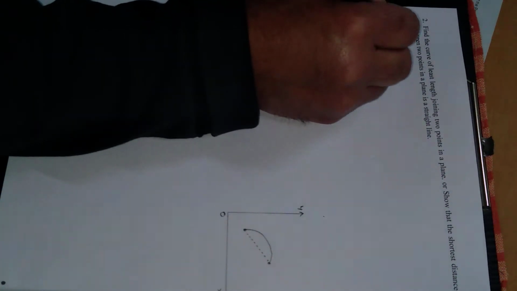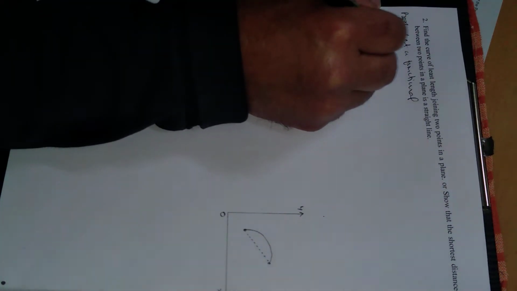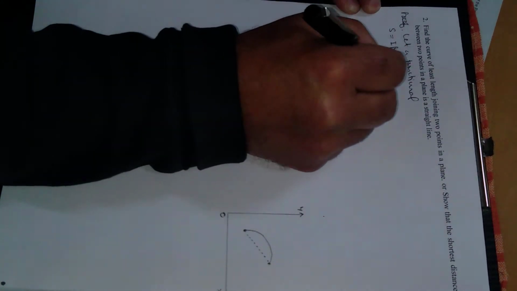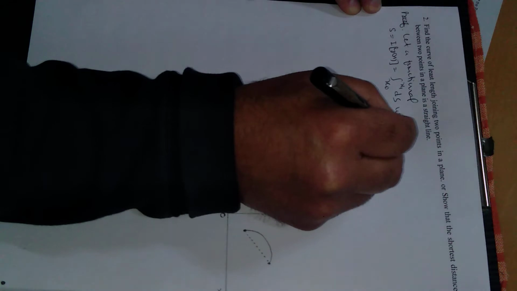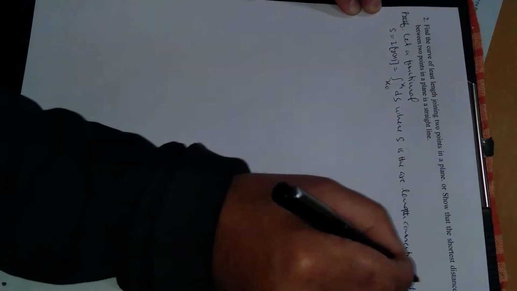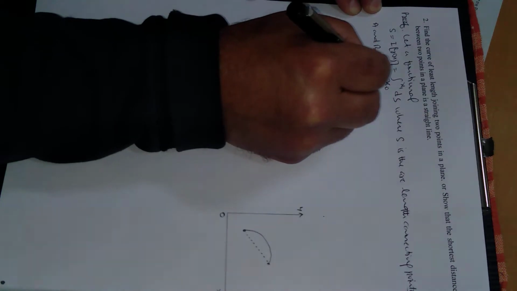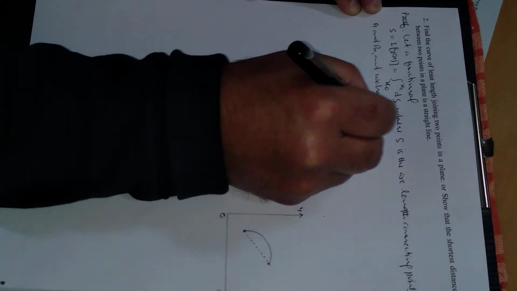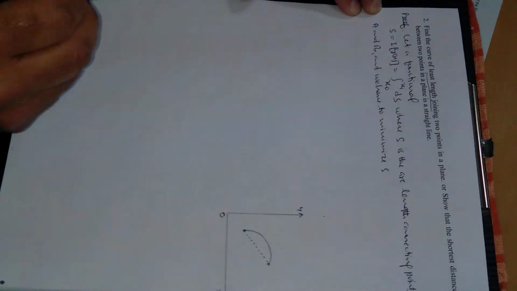Prove. Let us consider a functional. Let a functional, which I denote by s, I of y, be equal to the integration from x naught to x1 with respect to x, where s is the arc length connecting points A and B, and we have to minimize s, because curve of least length, we have to minimize s, because s is the arc length, right?